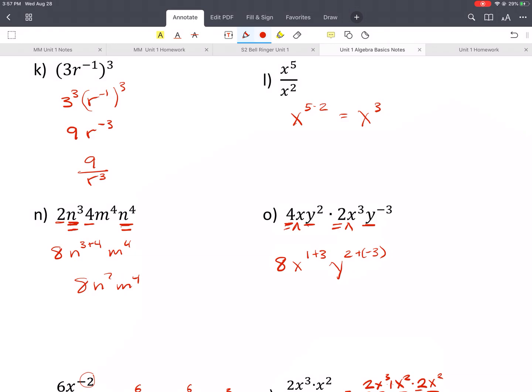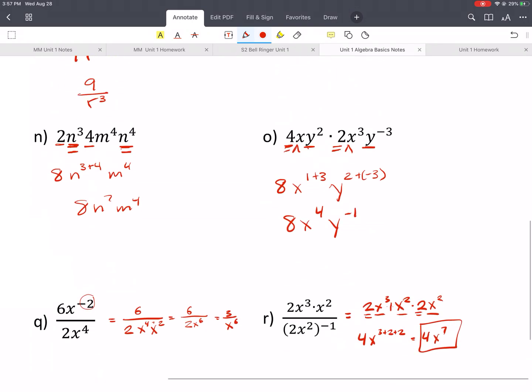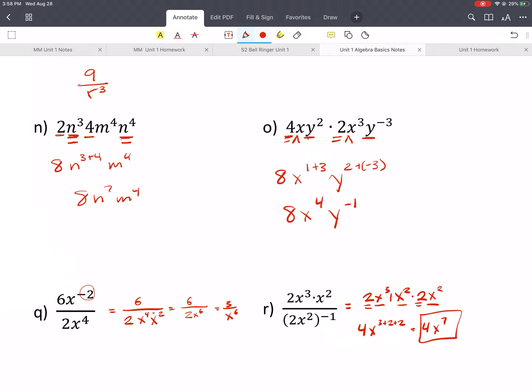Okay, so think about that for a second. Make sure you're getting that. Then that will give us 8x to the 4th, y to the negative 1, and then here you would bring it down to the bottom. So it just depends on when you want to bring it down. 8x to the 4th over y.